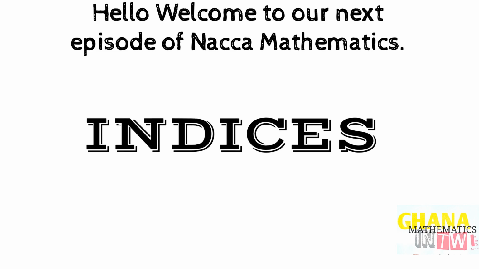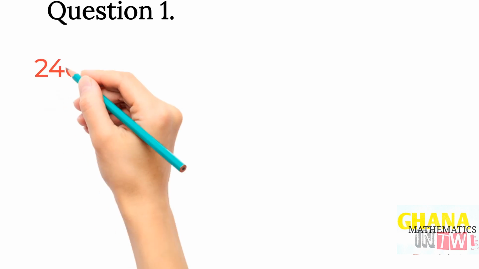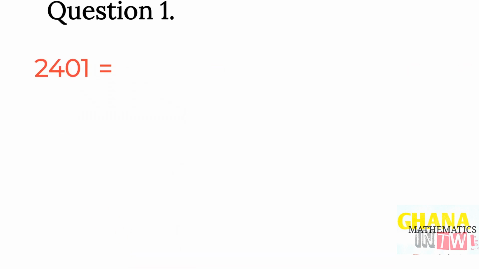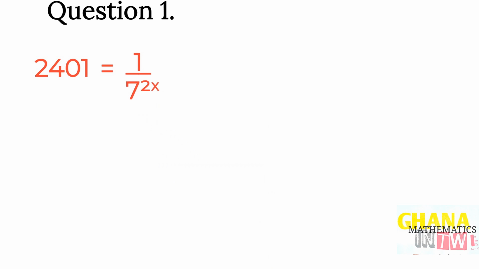Today, we are on the next episode of the MACC Mathematics, and this is concentrated on indices. And this is our first question, which is question 1. 2401 is equal to 1 over 7 raised to the power 2x. This is our question, so we have to tackle this question.